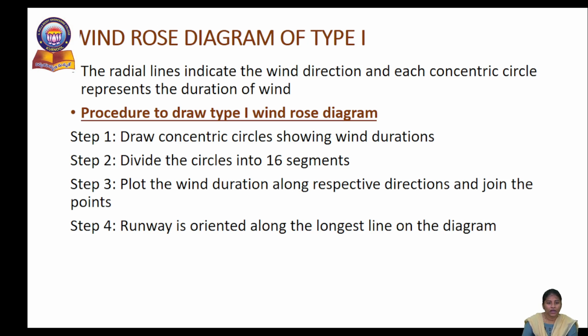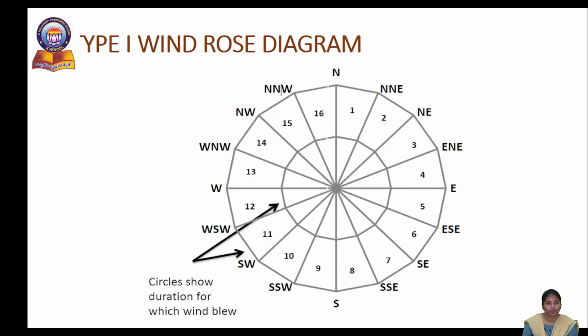In step 1, draw concentric circles showing wind duration. First you need to draw concentric circles which represent the duration of the wind. In step 2, divide the circles into 16 segments which show 16 directions. In step 3, plot the wind duration along the respective direction and join all the points. In step 4, the runway is oriented along the longest line of the diagram. Here you can see first the concentric circles are drawn, which represent wind duration. Next, directions are shown.